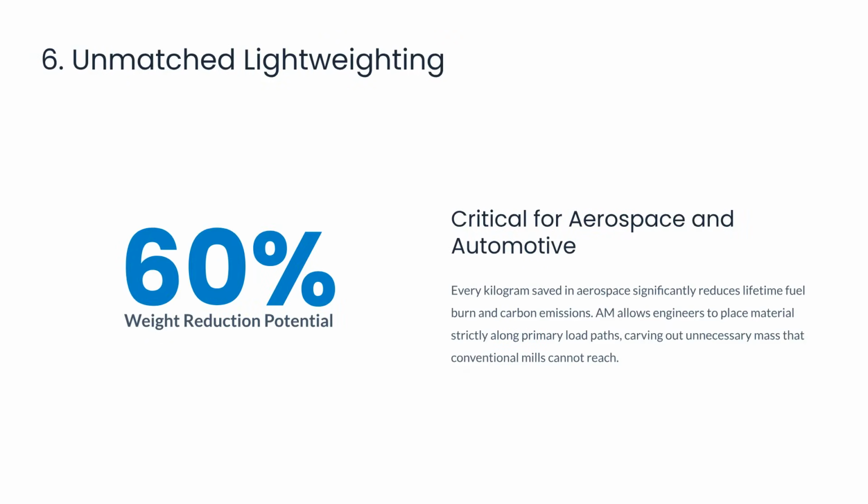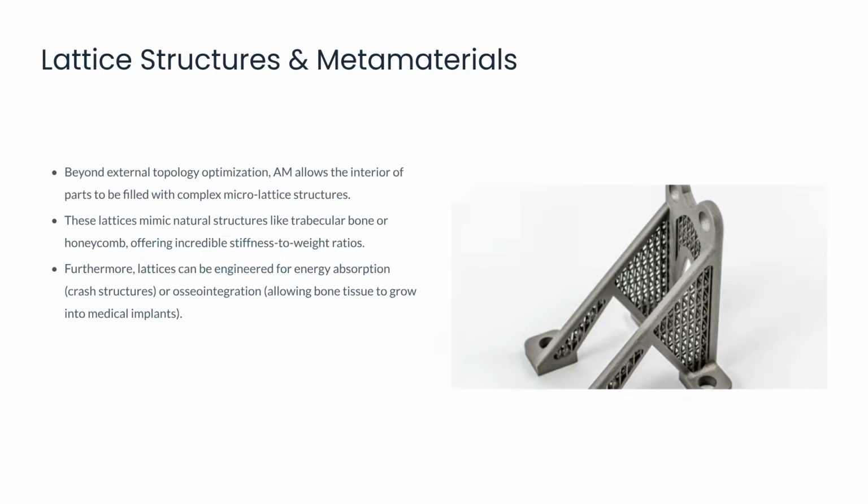Finally, additive manufacturing offers unmatched lightweighting potential. By placing material only where it is needed for structural integrity, engineers can reduce weight by up to 60%, a critical factor for the aerospace and automotive industries. Beyond surface topology, additive manufacturing allows interiors to be filled with complex microlattice structures. These mimic natural forms like bone, providing incredible stiffness to weight ratios for energy absorption or medical integration.